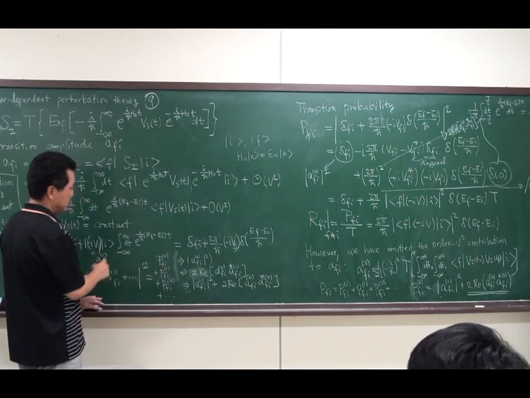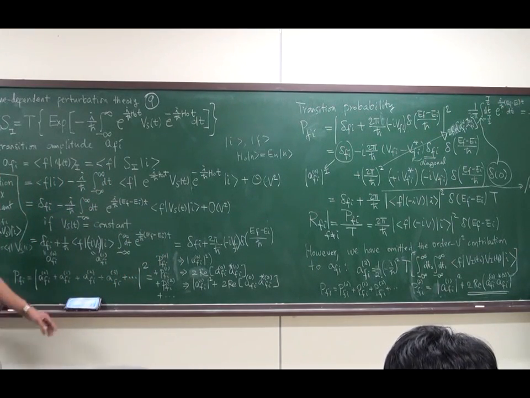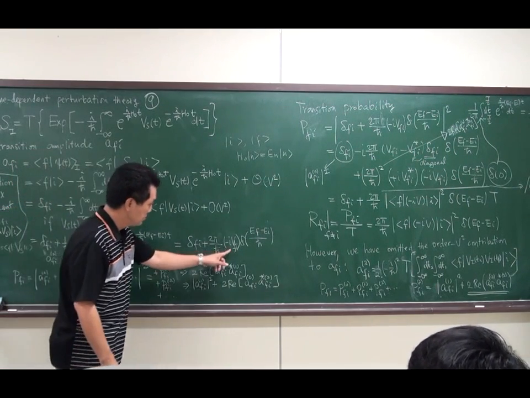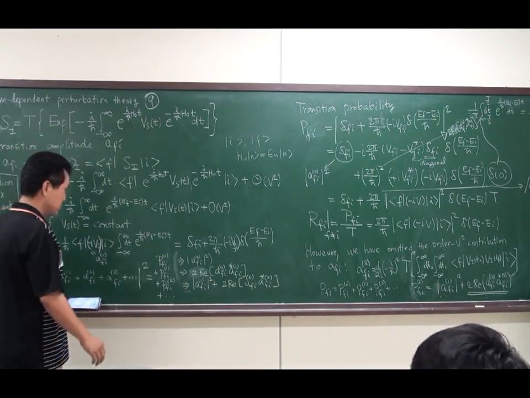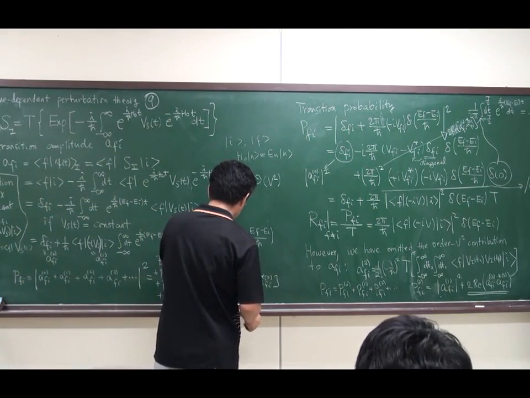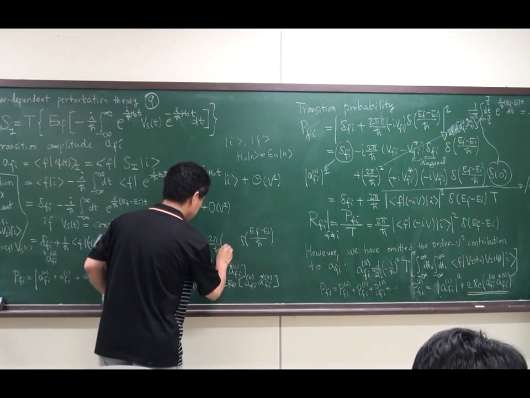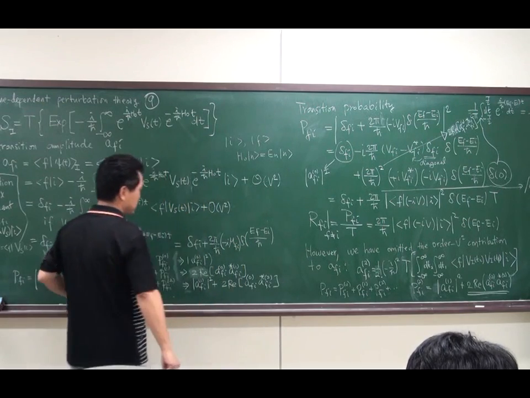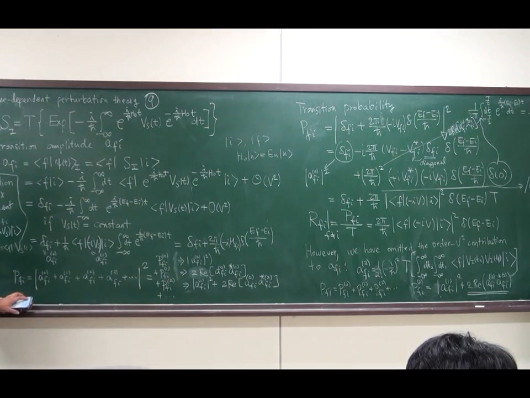Then we remember that this is just a 2 pi delta function. So it's better to write it as minus i M_FI, the transition matrix element.